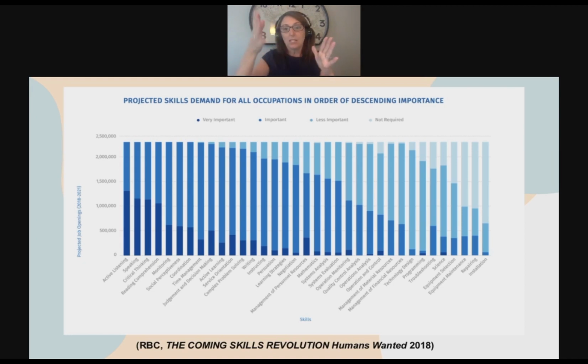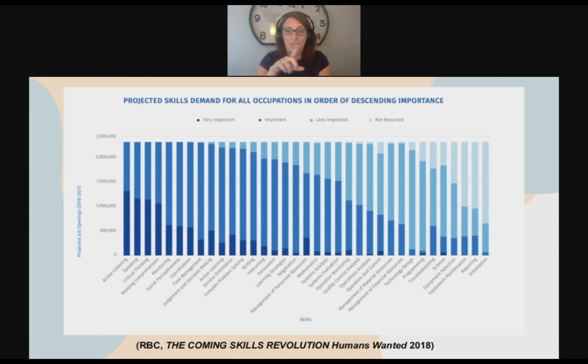Okay, and then it declines from there. So if you look on the left side of the graph, it's hard to read there. I know it's small and I apologize, but I'll pull out some of the ones that would really speak to us as teachers. So things like active listening, critical thinking, social perceptiveness, judgment and decision making, complex problem solving, right? These really big skills, and they're in high demand.